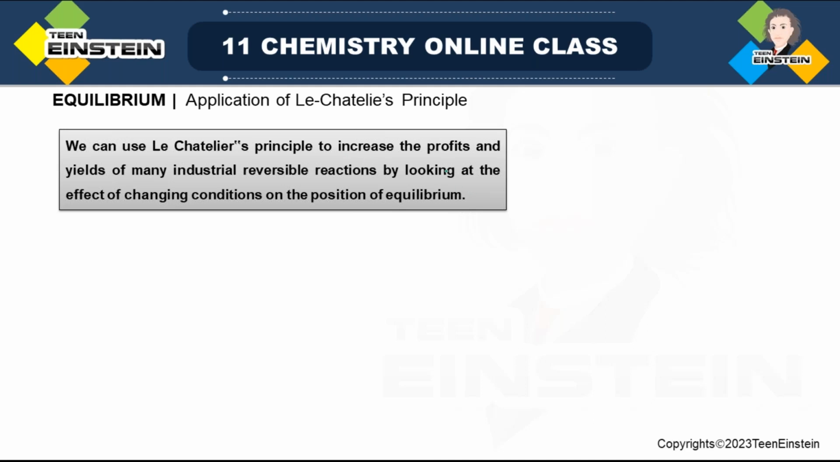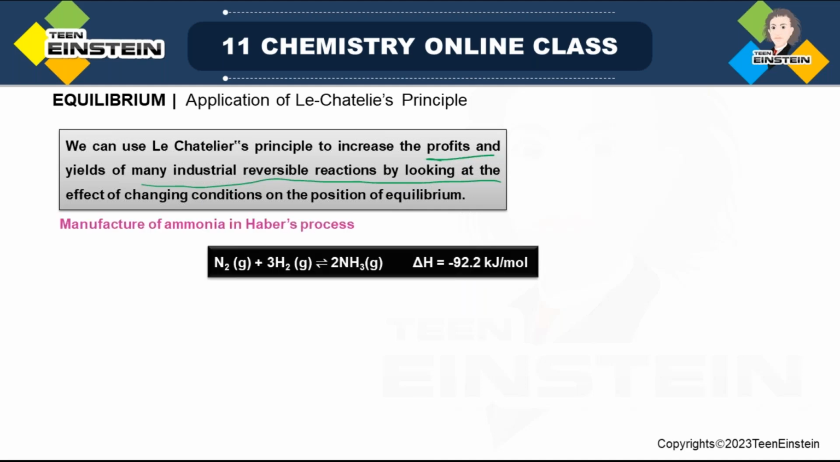So Le-Chatelier principle can help us to increase the profits and yields of many industrial reversible reactions by controlling the effect of different conditions. That is the factor that affects equilibrium, right? So manufacture of ammonia in Haber's process. In Haber's process, how do we manufacture ammonia? This example we have already seen. In this case, 1 mole nitrogen reacts with 3 moles of hydrogen and it produces 2 moles of ammonia. Here delta H value is minus 92.2, which is for the formation of ammonia, that is forward direction.